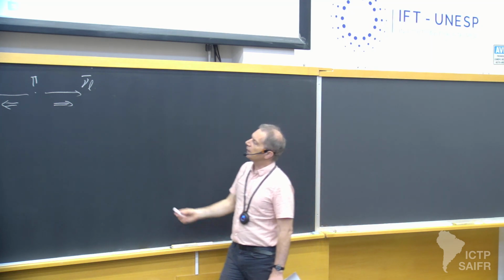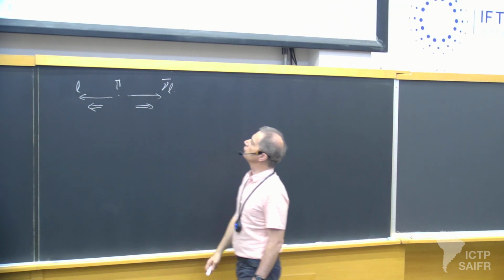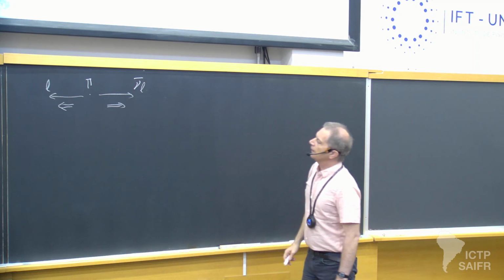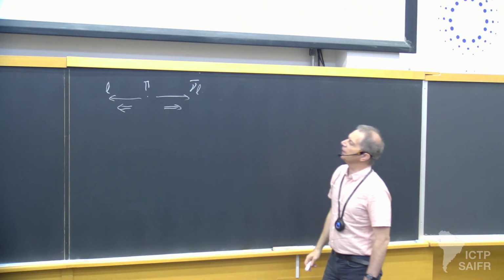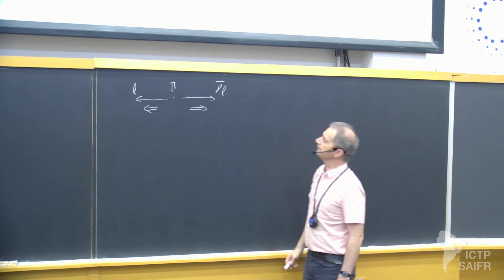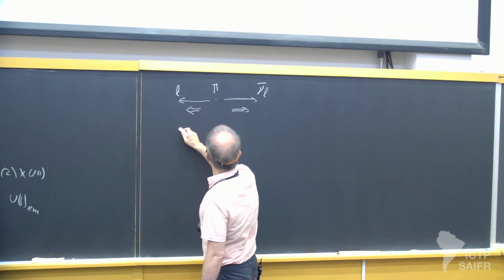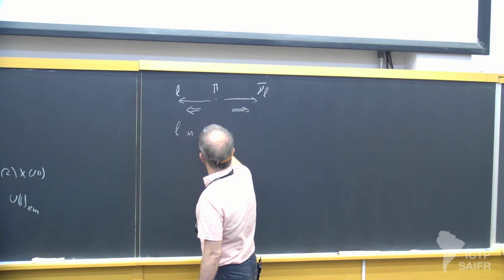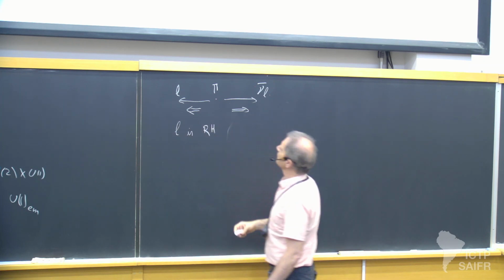momentum. And since the spin of the lepton should be opposite to the spin of the antineutrino, it means that necessarily here the spin of the lepton should also be aligned with the momentum of the lepton. It means that here the lepton should also be right-handed. Right? So the lepton is right-handed chirality, right-handed chiral.